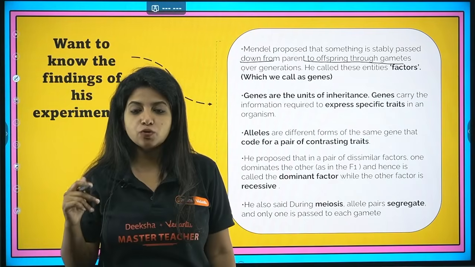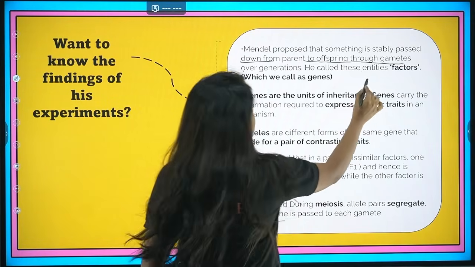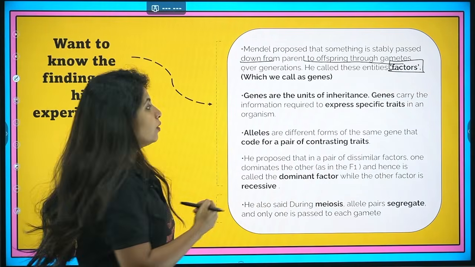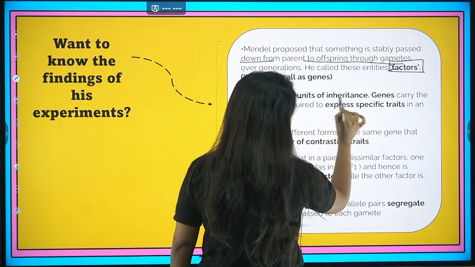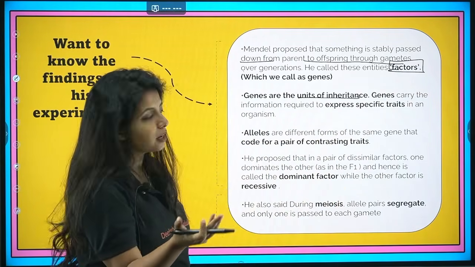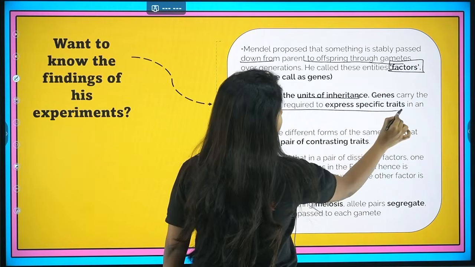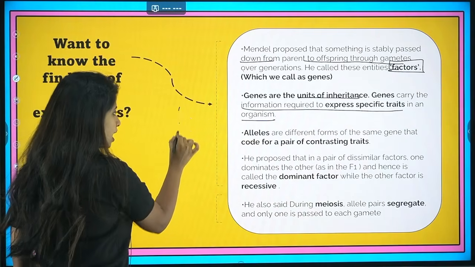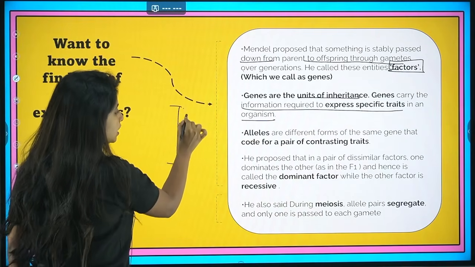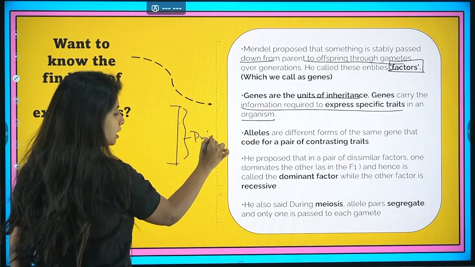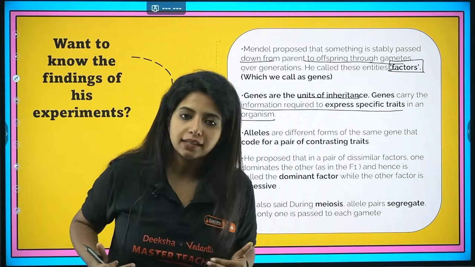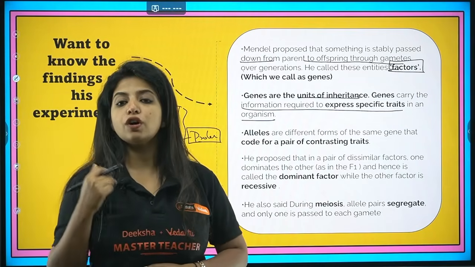But did he know it was known as genes? No. What did he call it? He called these things factors. We call this what? Genes. Genes are the units of inheritance. Genes carry information required to express specific traits in an organism. When I say a gene, my dear children, I talk about a segment of DNA. This segment of DNA is going to code for some protein, and this protein is going to make something else which is going to define our character. That is why we say that genes are units of inheritance.